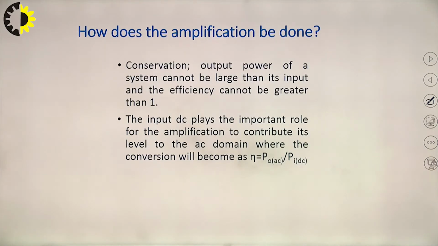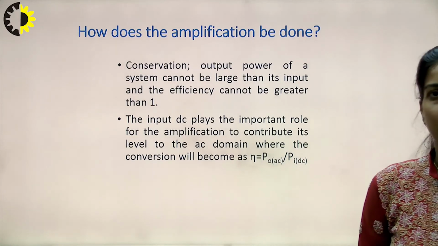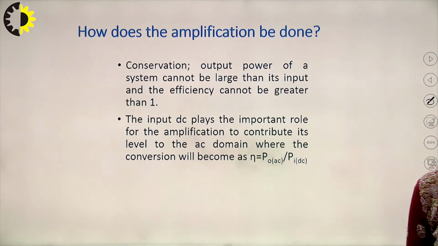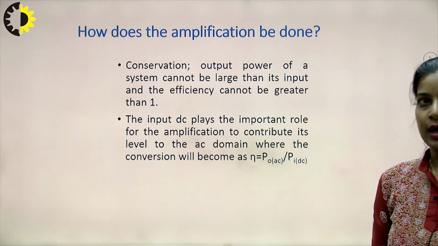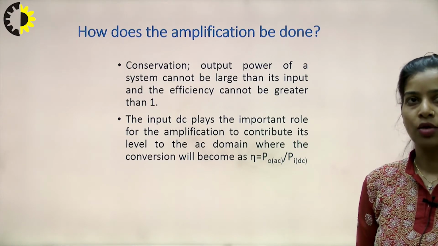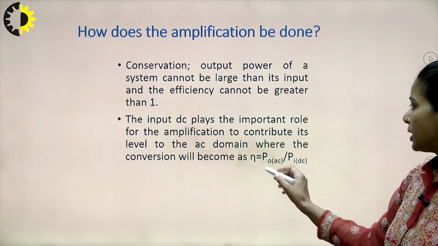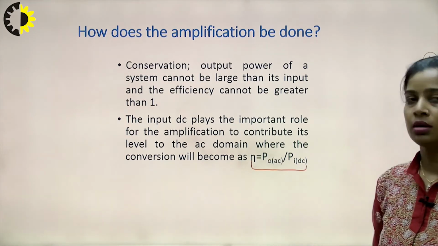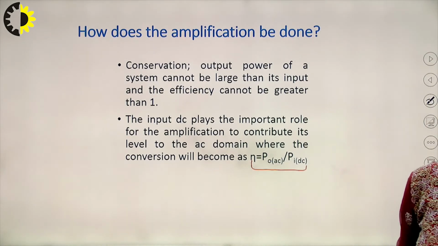So how is the amplification done? We know that whatever we apply at the input is the input power, and then there is the output power. The output power cannot exceed the level of the input power; the maximum value that we are getting at the output cannot go beyond the maximum value of the input voltage. So the efficiency that we see is P naught AC, that is the output, over P in DC.